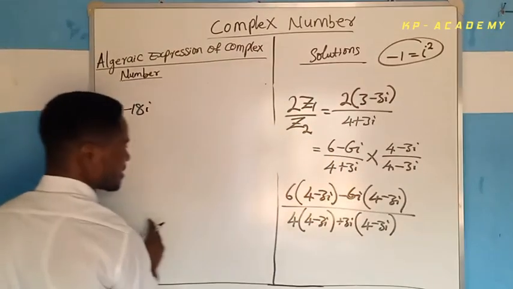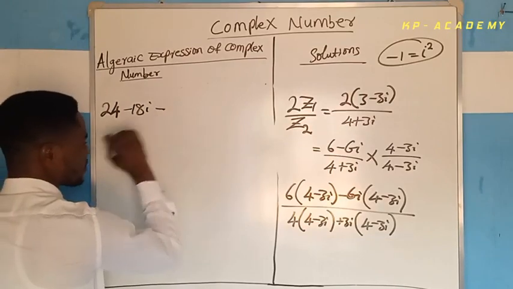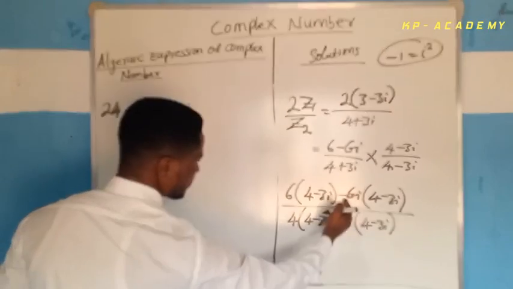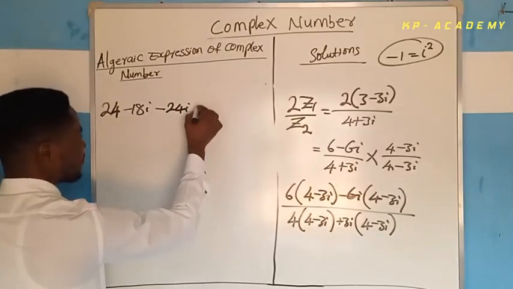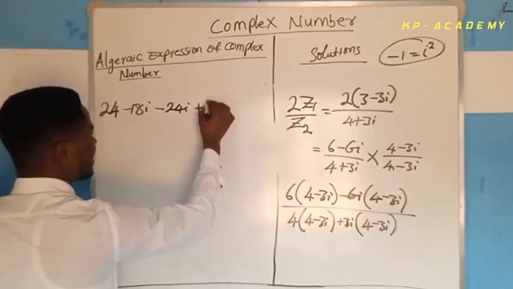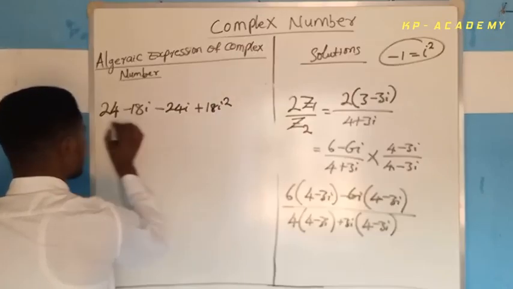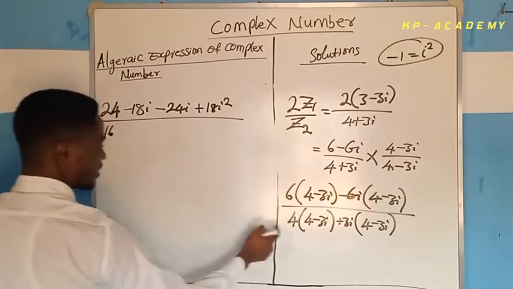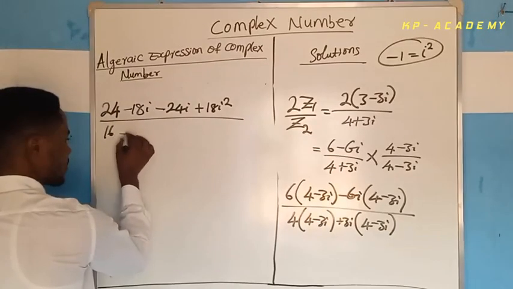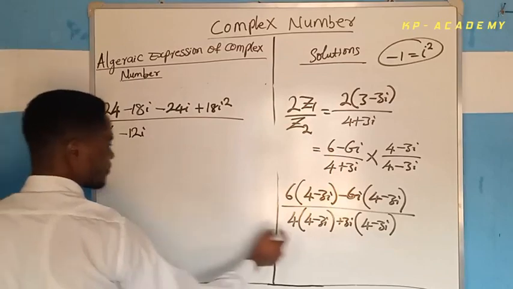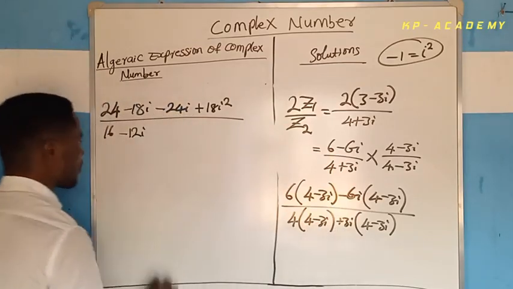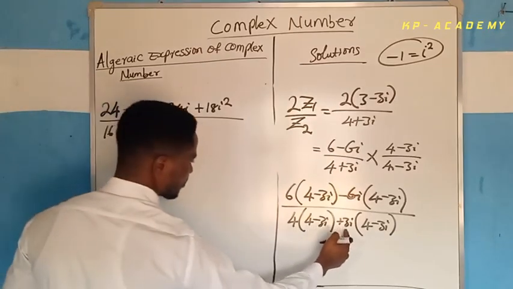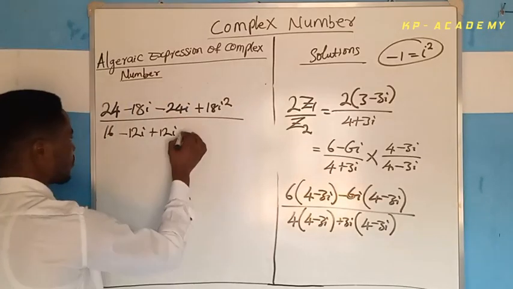Next is minus 6i times 4, we have minus 24i. Minus 6i times minus 3, we have plus 18i squared. All over 4 times 4, we have 16. Then 4 times minus 3, we have minus 12i. Then we have plus 3i times 4, we have plus 12i. Then plus 3i times minus 3i, we have minus 9i squared.